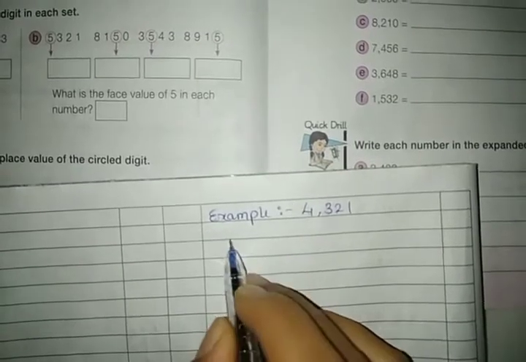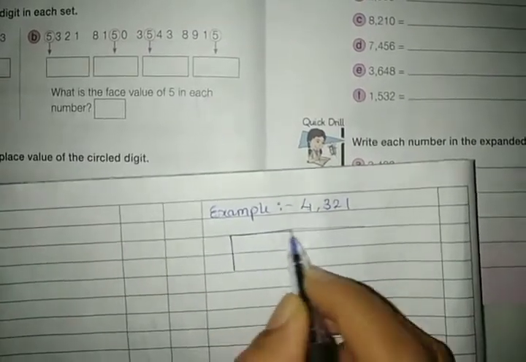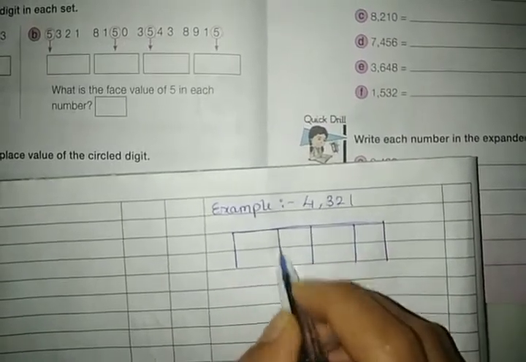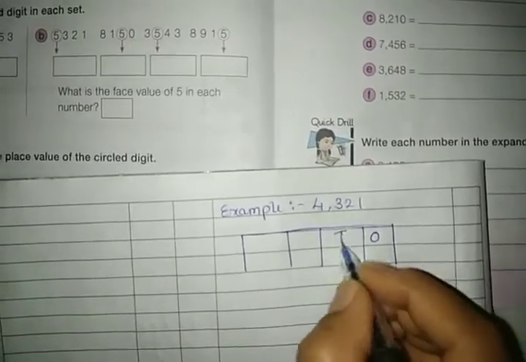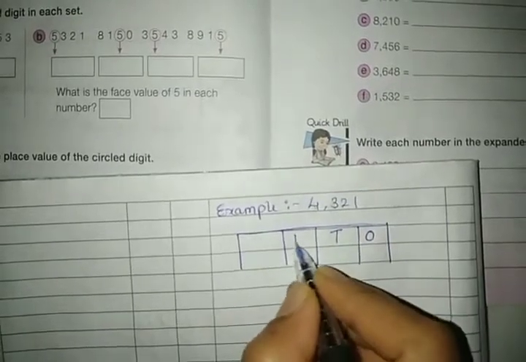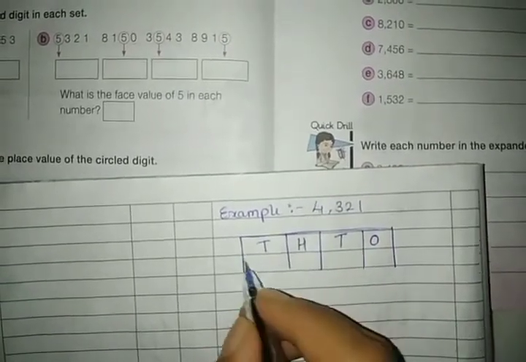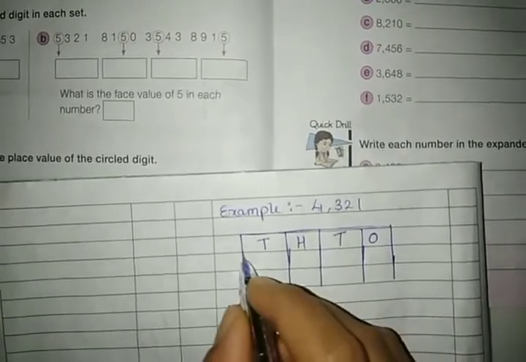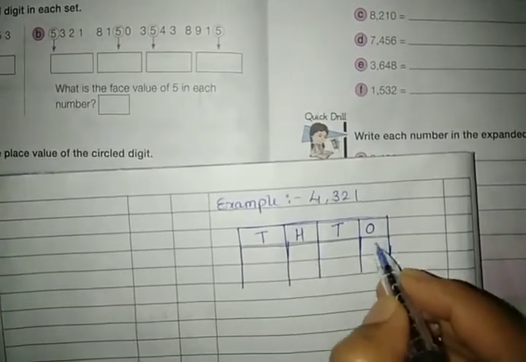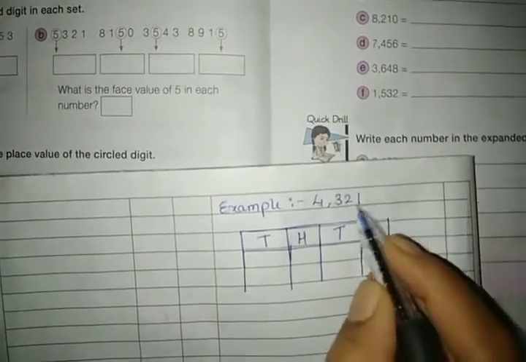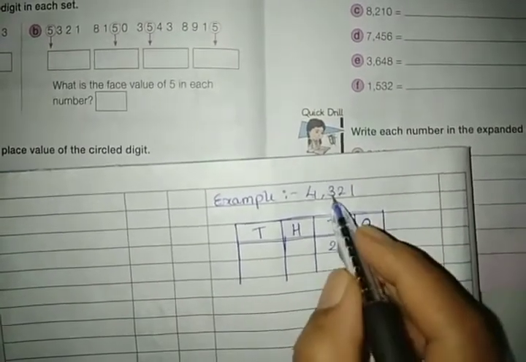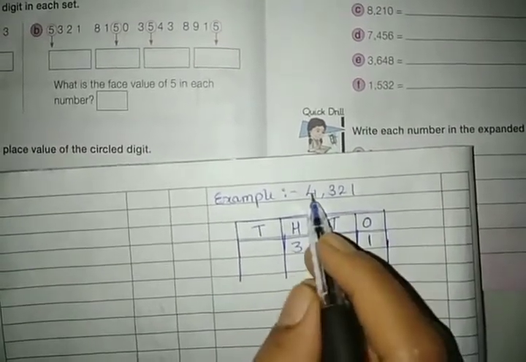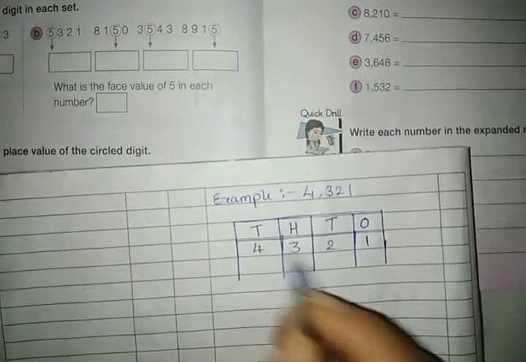Yes, put a place value chart first. Put columns like this. Here ones, tens, hundreds, and here thousands. Now write the number in each place. In ones place, which number is there? 1. In tens place, 2 is there, and in hundred place, 3 is there, and in thousand place, 4 is there. Write this 4 here.